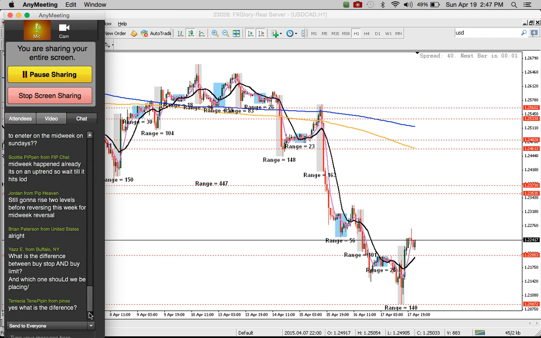I basically broke down when is the best time to enter a midweek reversal. Just count your levels and use the pillars as a reference to get back in.